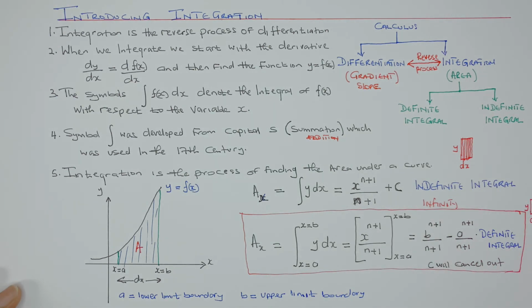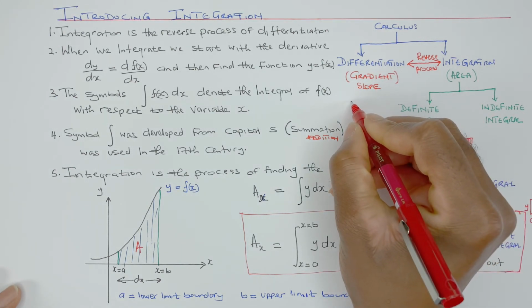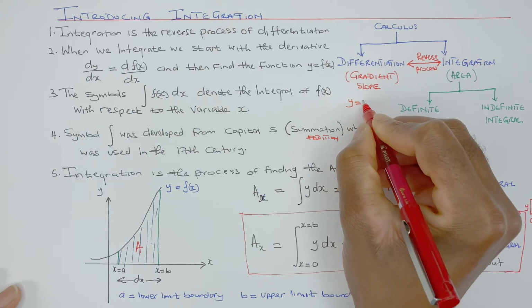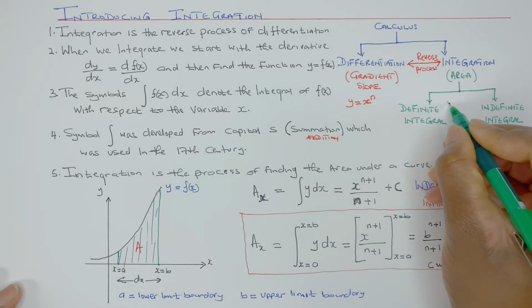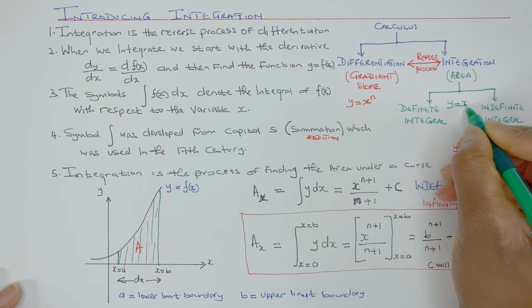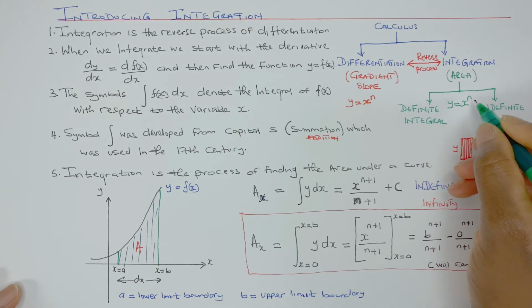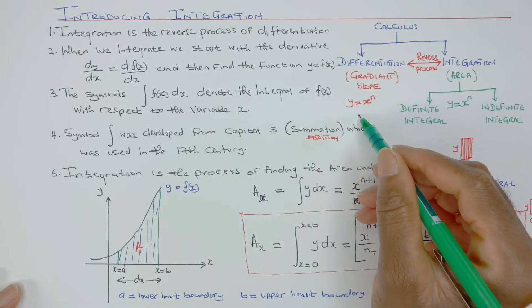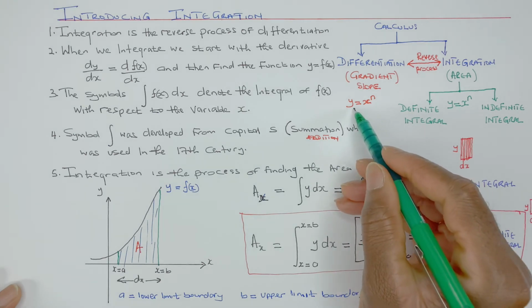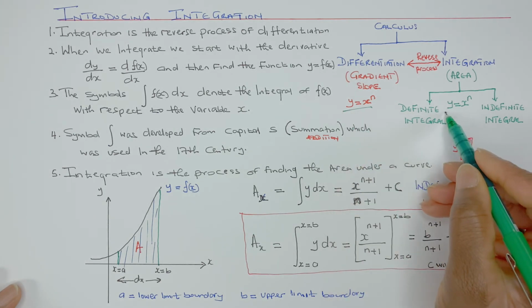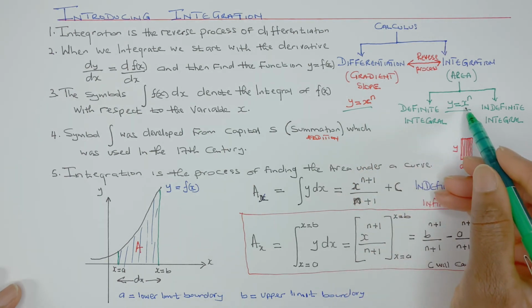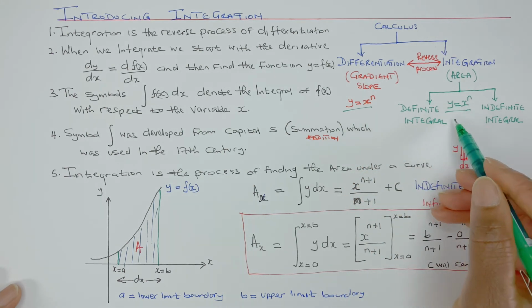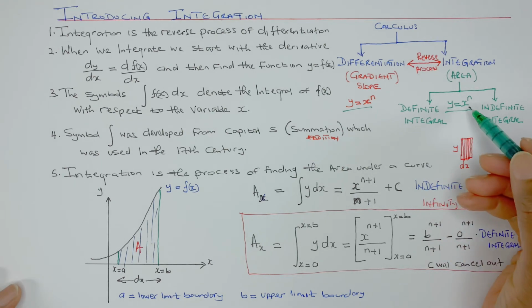Whenever you differentiate, your function has to be in the form of y equals x to the power of n. Whenever you integrate, your function has to be in the form of y equals x to the power of n as well. So for either differentiation or integration, the function you're differentiating or integrating will be in the same form, y equals x to the power of n. If it's not in that form, you have to make it that form.